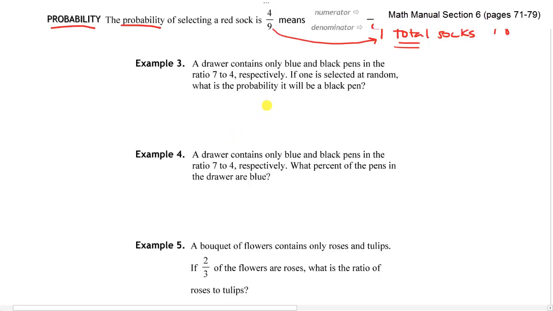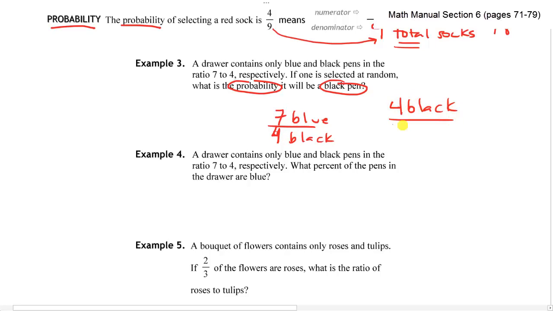So on number 3, a drawer contains only blue and black pens in the ratio of 7 to 4. One pen is selected at random. Okay, so we're looking for the probability of a black pen. So again, I'm going to do this very quickly. We've got 7 blue. We've got 4 black. They want the probability that it will be black, so we need black out of total. So that will be 4 black out of 11 total. So that is the probability that we will pick a black pen, 4 out of 11.